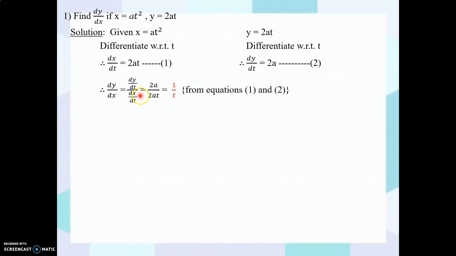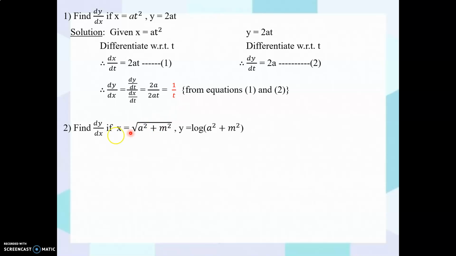Now we will apply the formula dy upon dx is equal to dy upon dt upon dx upon dt. dy upon dt is 2a and dx upon dt is 2at. We have to substitute the proper values in the place of this one. So before substituting, you have to check the values. Is it correct or not? So 2a upon 2at is correct, and 2a cancel, 1 upon t is the final answer for this question.